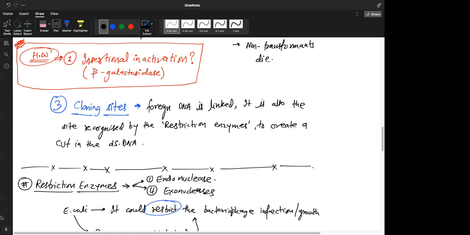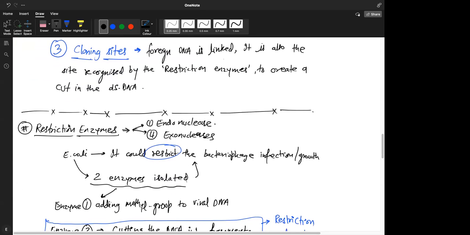So what it means is that in order to link an alien DNA in a vector, the vector needs to have very few and preferably single recognition sites. It means we have to recognize where we have to attach the alien DNA. And this is then used by the restriction enzyme.